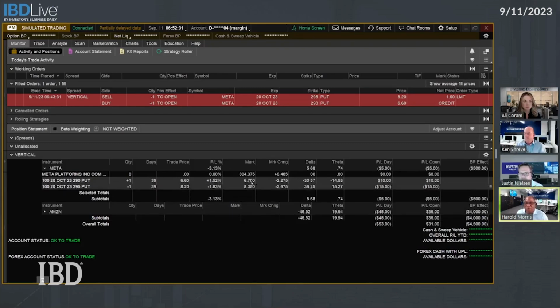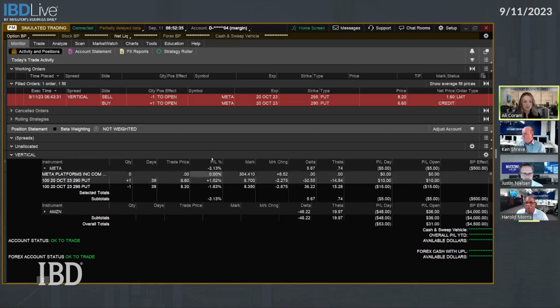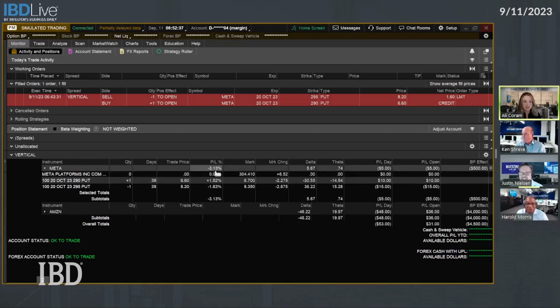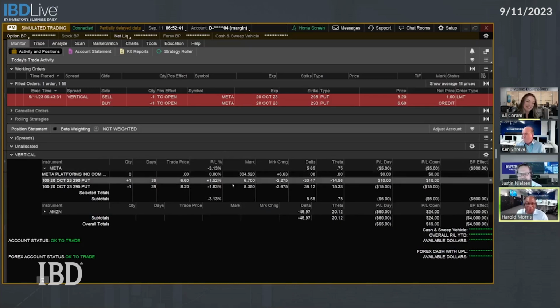Yeah, and as Justin mentioned, options can be a lot more volatile. If you've been watching this number, just as he was speaking, we started out at minus 6%. It went up to 9%. Now we're at minus 3%. So that's why you give options a little bit more wiggle room. That's why I use that break even as my stop loss.